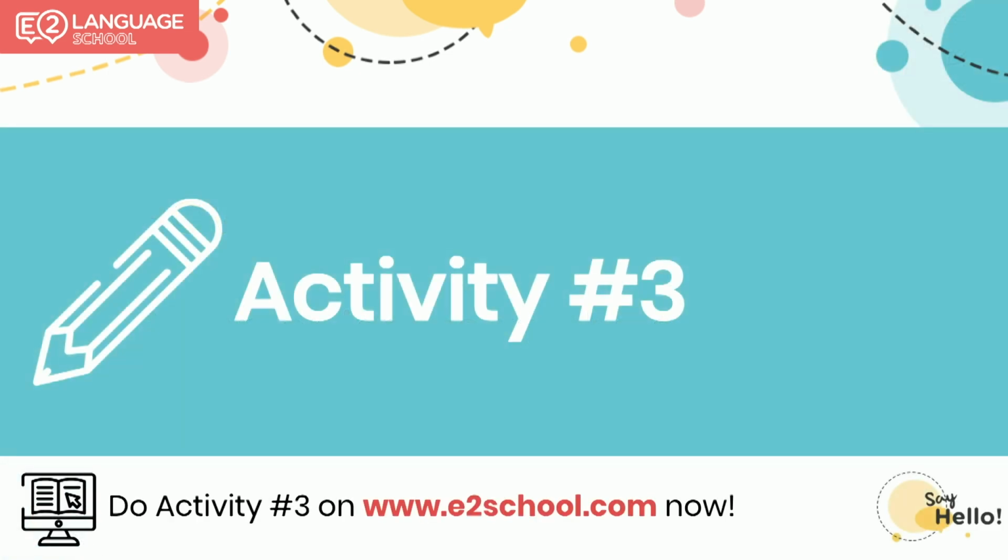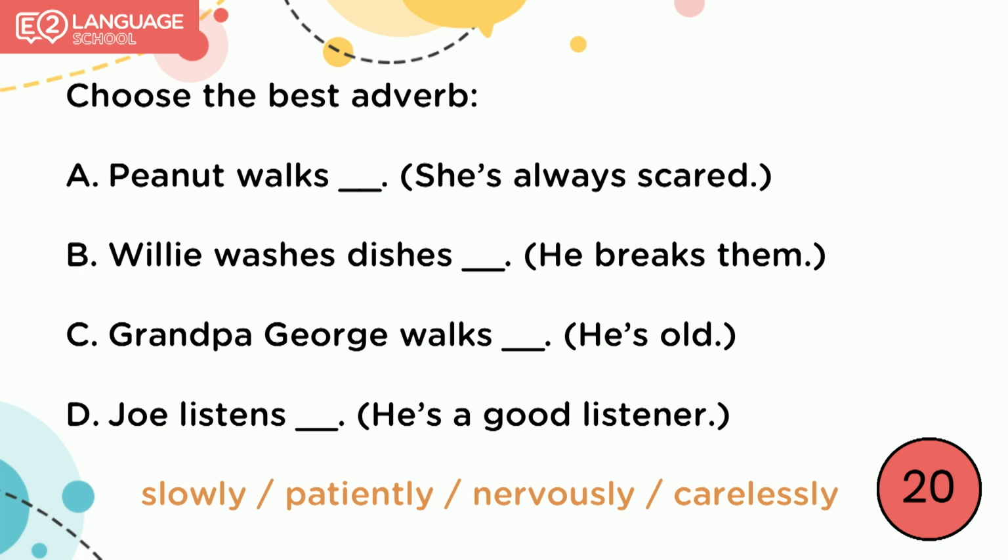Let's do activity number 3 on e2school.com. What I want you to do is to choose the best adverb here. Think about the main verb. So Peanut walks, Willie washes dishes, Grandpa George walks, Joe listens, but you need the other information in the brackets in order to complete these sentences correctly.